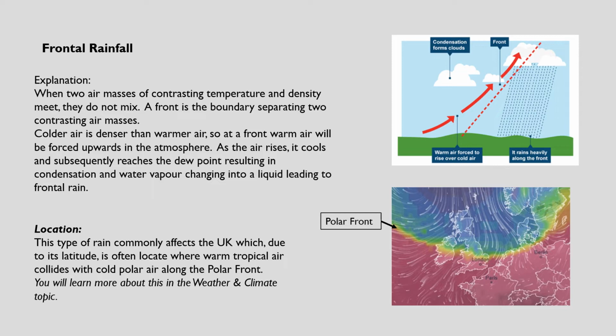So, as you've seen on the last three slides, the United Kingdom is quite a wet location because we're affected not just by frontal rainfall, not just by convectional rainfall, not just by orographic rainfall, but all areas of the UK are affected by at least one of these processes, if not two, if not three, or obviously all of those processes.